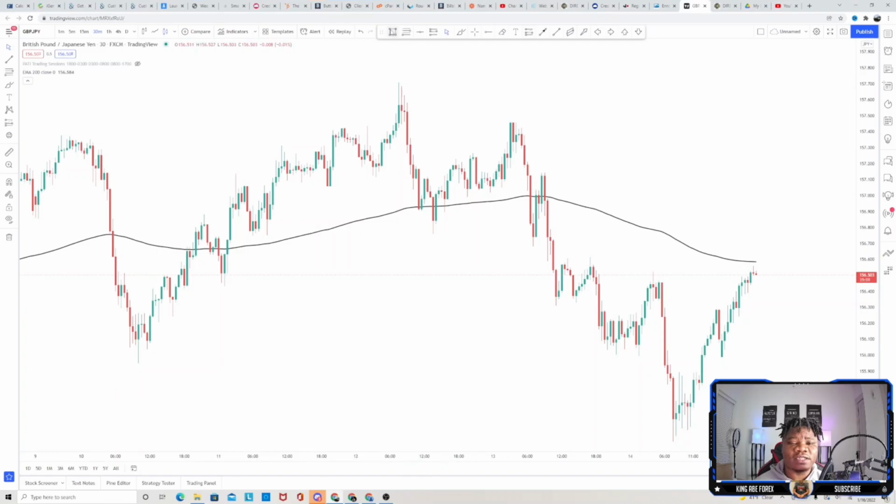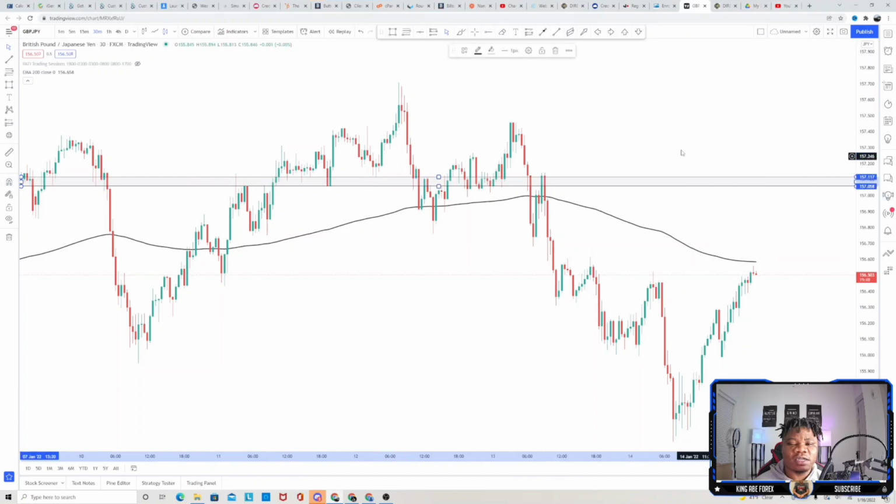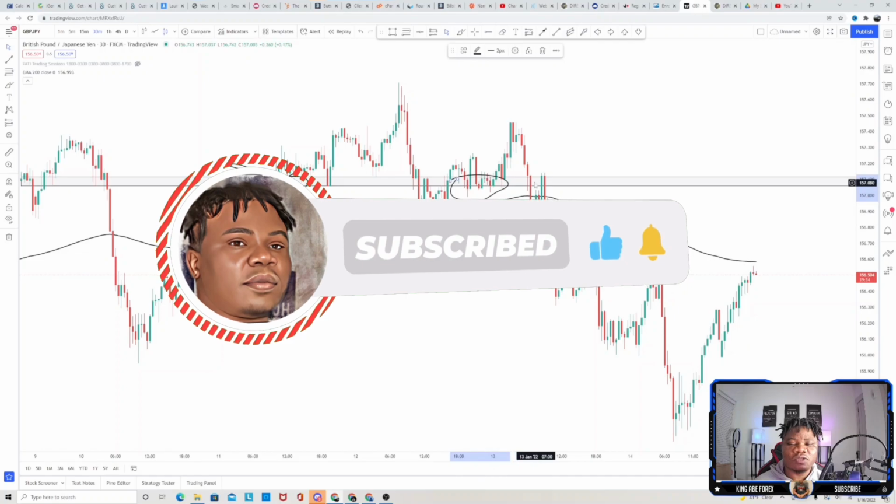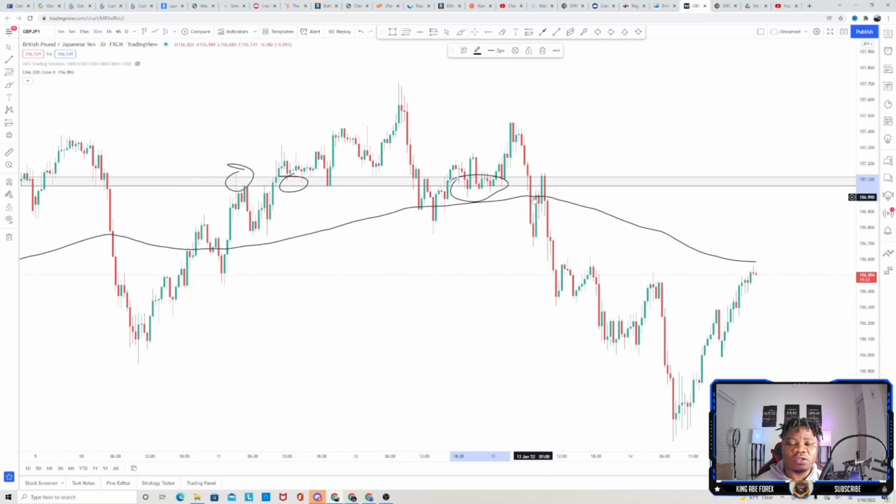Now, in this case, we can see that we previously have a zone here. If we look to the left hand side, we can see that resistance became support here. Now we have this rejection here, making this a support zone. What price did was break and close below the 200 EMA, and then we can see price pulling back and retesting the previous resistance turned support zone right here.